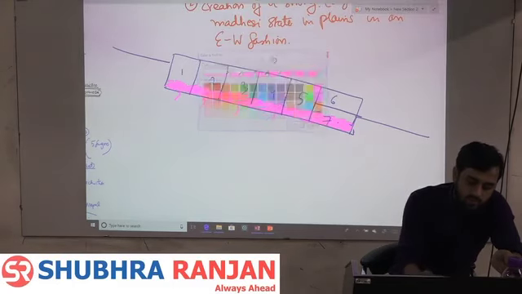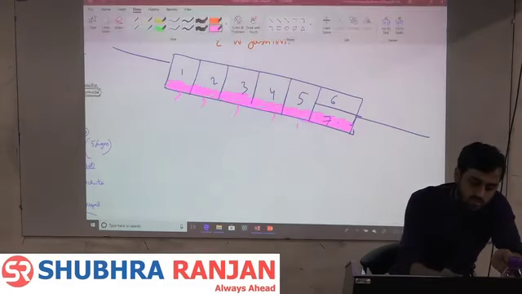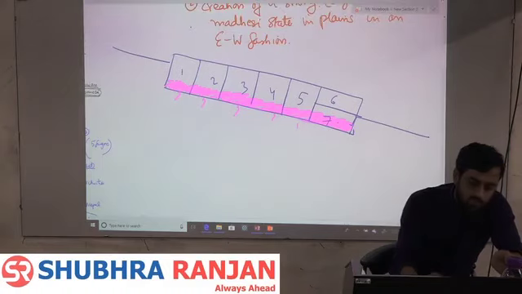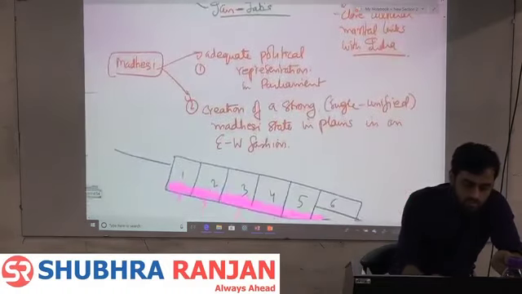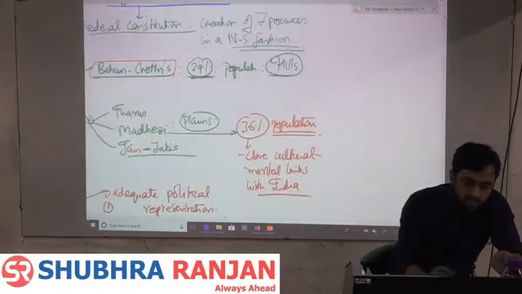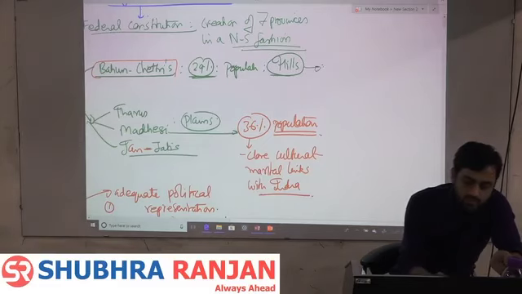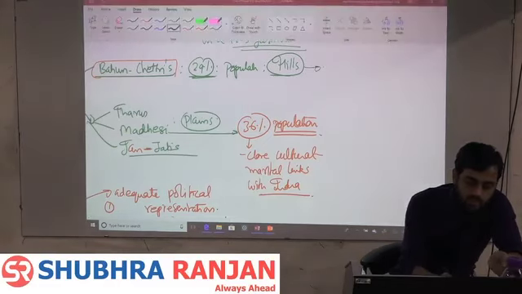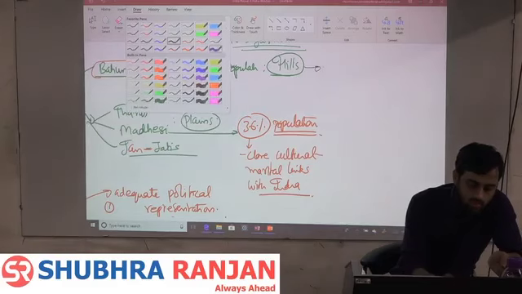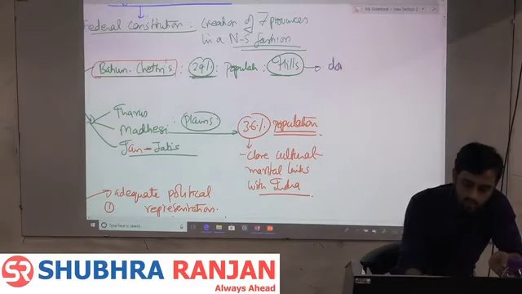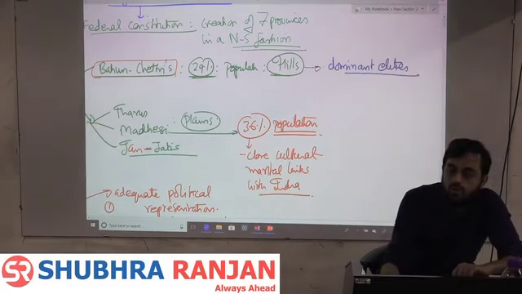Now, why am I telling you this? It is essentially because of a reason. And what is this reason? The reason is that these Bahun Kshetris who live in the hills are the dominant elites.